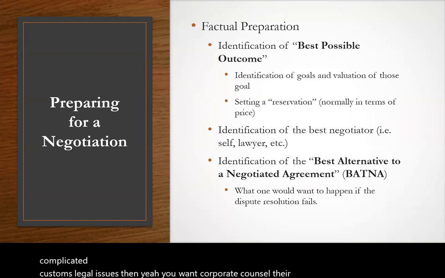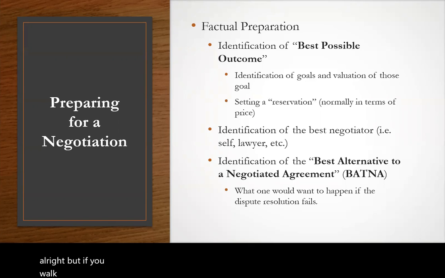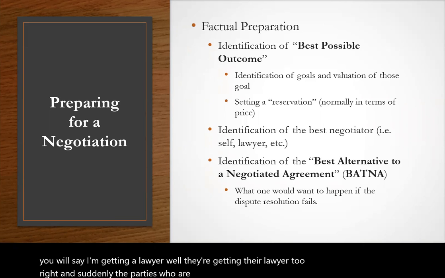But if there's a dispute between you and the car dealer, right? The 4,000-mile car. You will say, I'm getting a lawyer. Well, they're getting their lawyer too, right? And suddenly the parties who are best qualified to negotiate aren't, right? Suddenly it's lawyers. And then you just kind of get what you get.